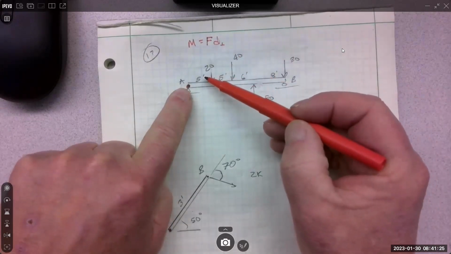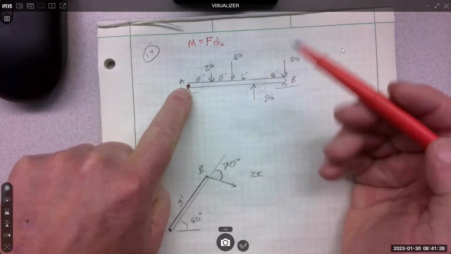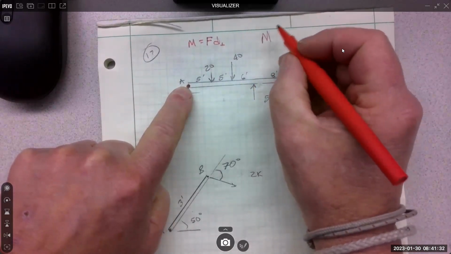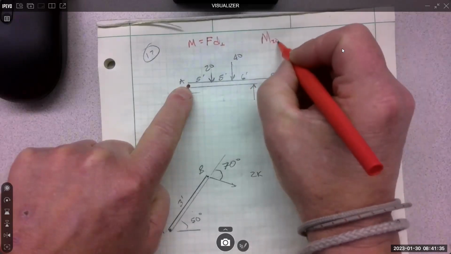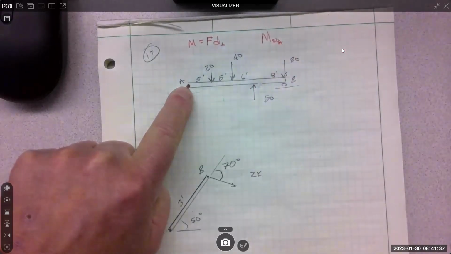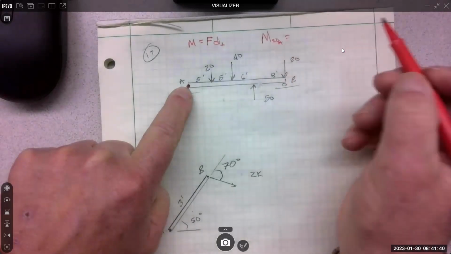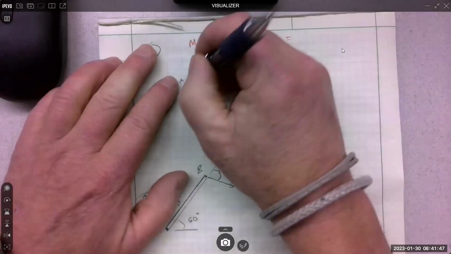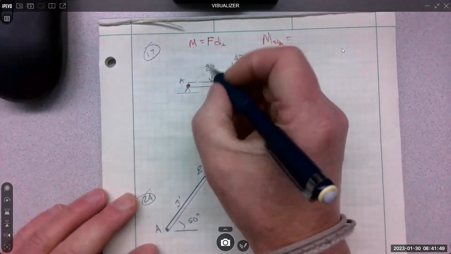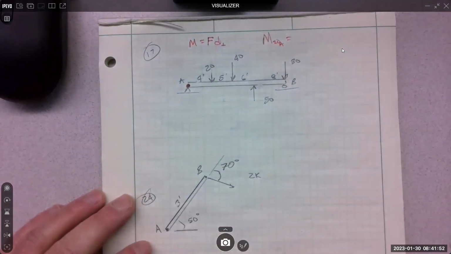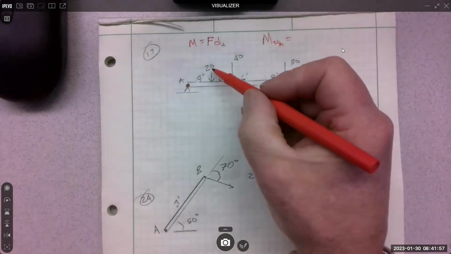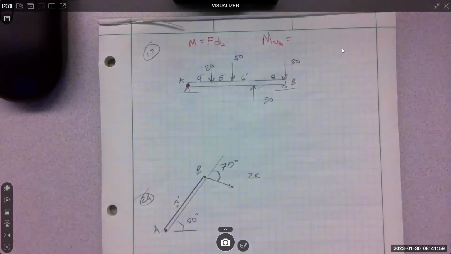5 feet. Yep. If I had to write it, it would be moment of the 20 about point A. Because remember, it's always... Oh, did I write it wrong? Oh, you're right. You're right. Thank you. Well, I didn't write the equation yet. So what is it? These are pounds.